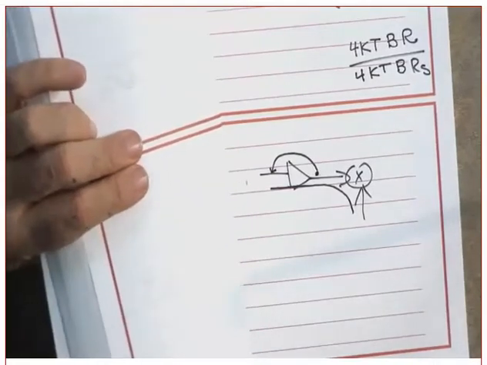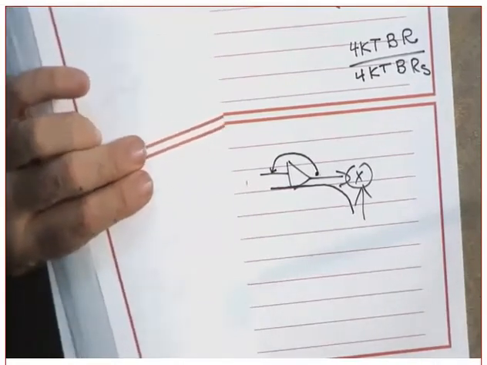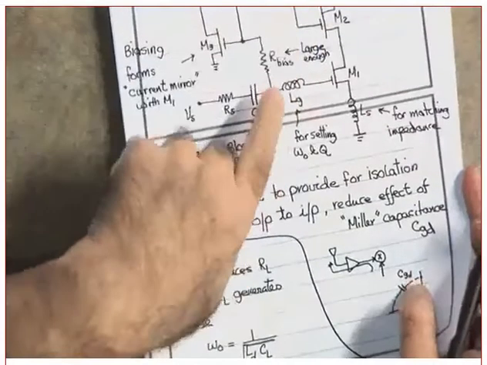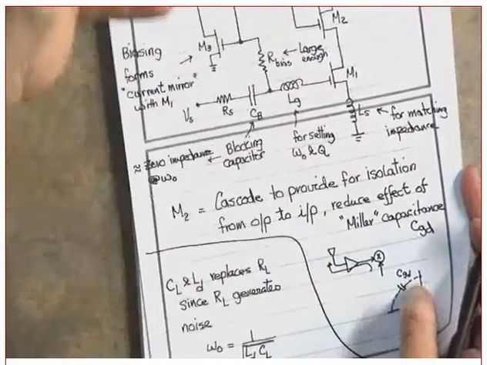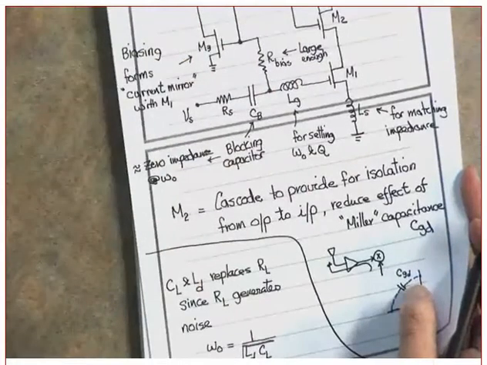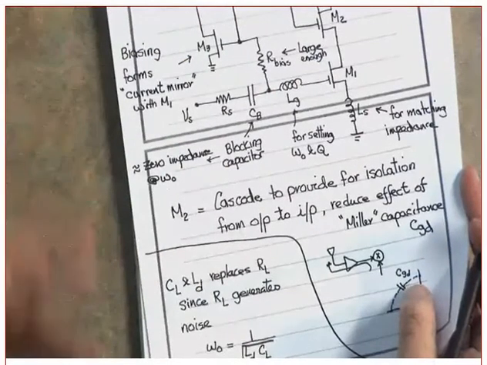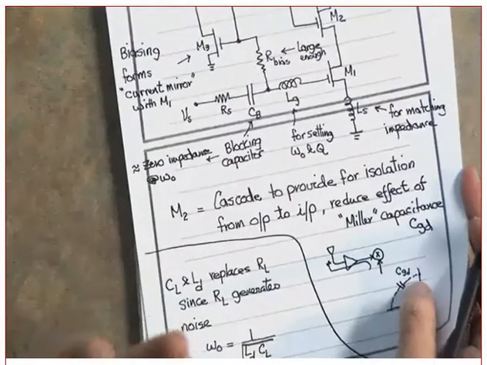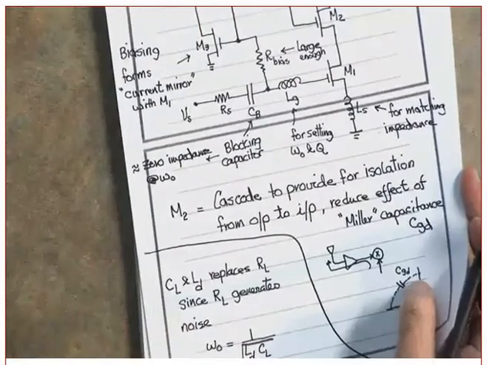Yes or no? What do we call this phenomenon? Isolate. If we do not isolate from the output to the input, what do we call this? Anyway, that's the Miller effect.